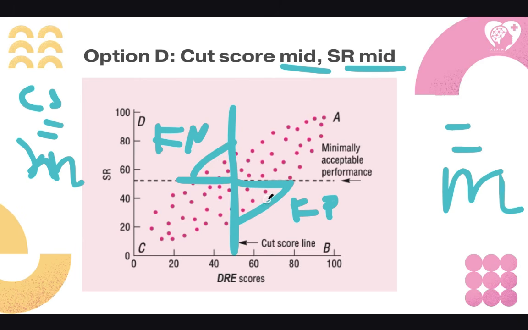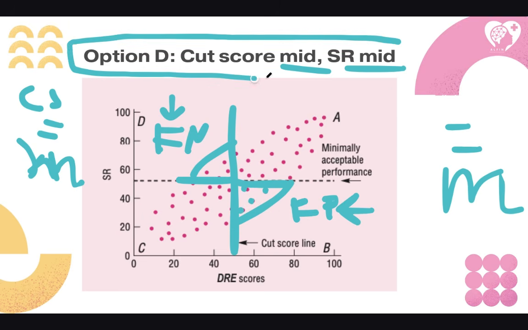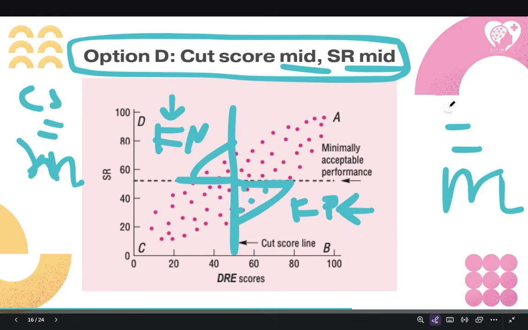So looking at it, if you eyeball the miss rate, this one is the ideal one, because there is little error on both the FN and the FP. It could be that these people here have a chance to improve through training programs. So option D is the ideal: set the cut score to mid, SR to mid. But this is not always the case.